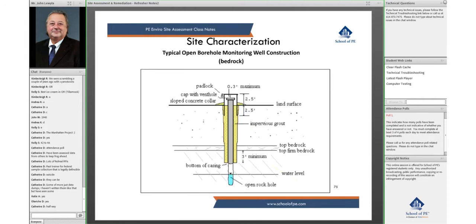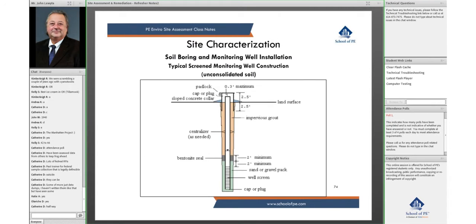Then you have bedrock conditions, the same type of thing. Here's your water table, and they penetrate that. Essentially, back here is unconsolidated soil. It can be fractured, and it could be weathered bedrock and that type of thing. So we're trying to get an idea. This is with bedrock conditions.